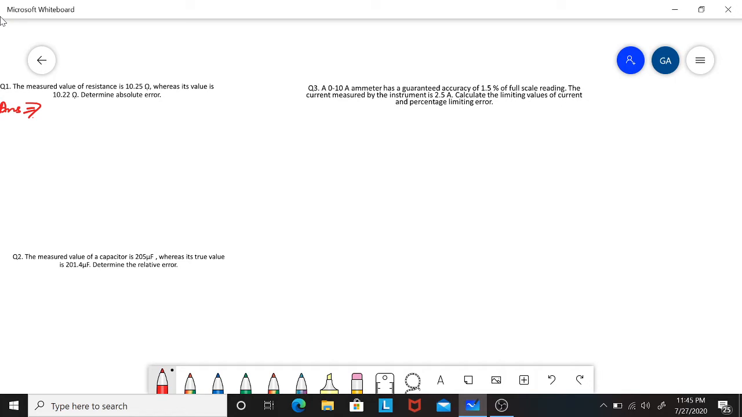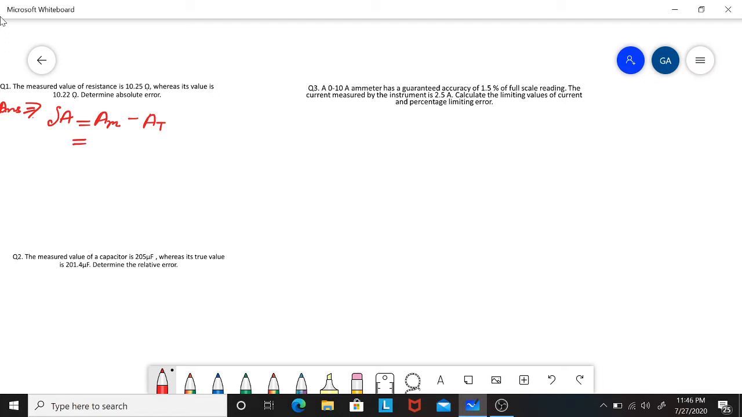The measured value of resistance is 10.25 ohm, whereas its true value was 10.22 ohm. Determine the absolute error. So in this question you need to determine the absolute error in the instrument. The measured value of the resistance is this, whereas the true value is this. You know that absolute error is represented by delta A, which is equal to measured value minus true value.